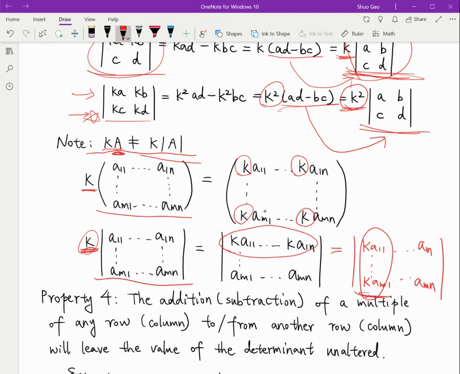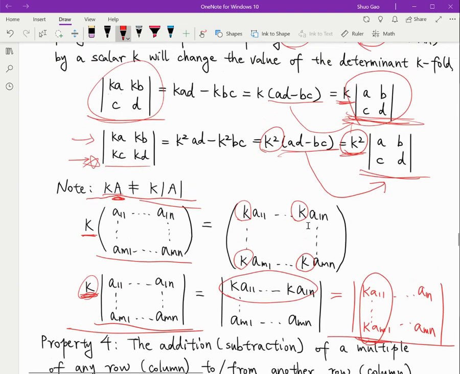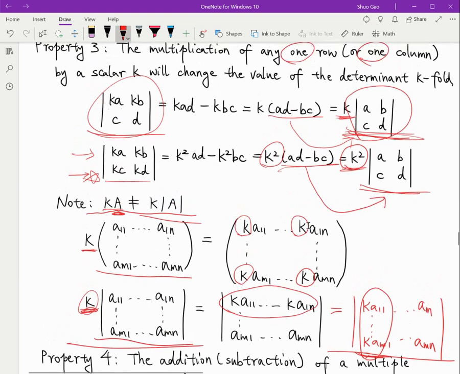Right. So here it means you multiply K to all the elements in the first column. Right. So these two things are equal to each other, but not multiplying K for all the elements here. So that's the difference between multiplying a scalar with a matrix and multiplying a scalar with a determinant of a matrix.